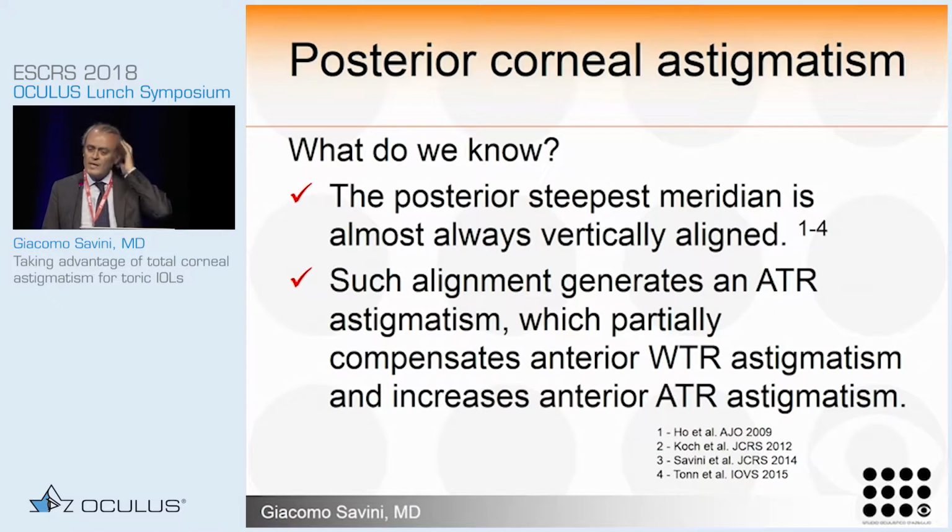And when dealing with posterior and total corneal astigmatism, what do we know about posterior astigmatism? There have been several studies, and they all agree that, as Professor Kohnen showed before, in most cases the posterior steepest meridian is vertically aligned, and such alignment generates an against the rule astigmatism, which partially compensates the anterior with the rule astigmatism and increases the anterior against the rule astigmatism.